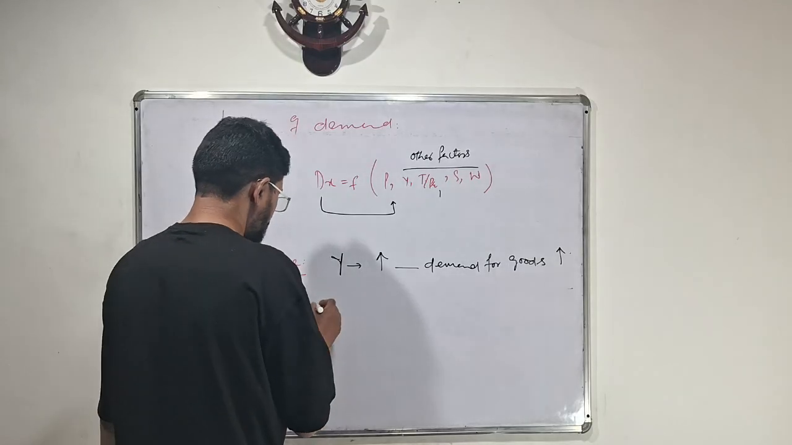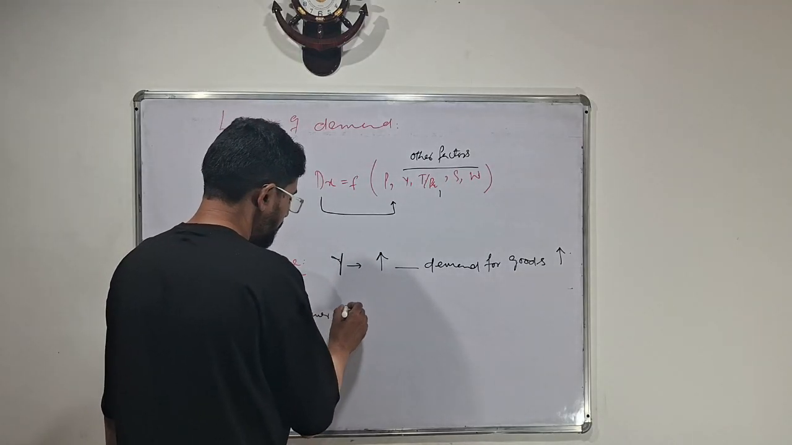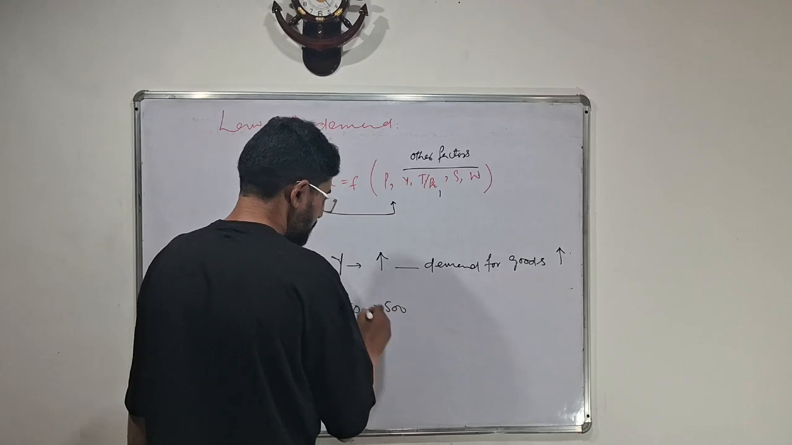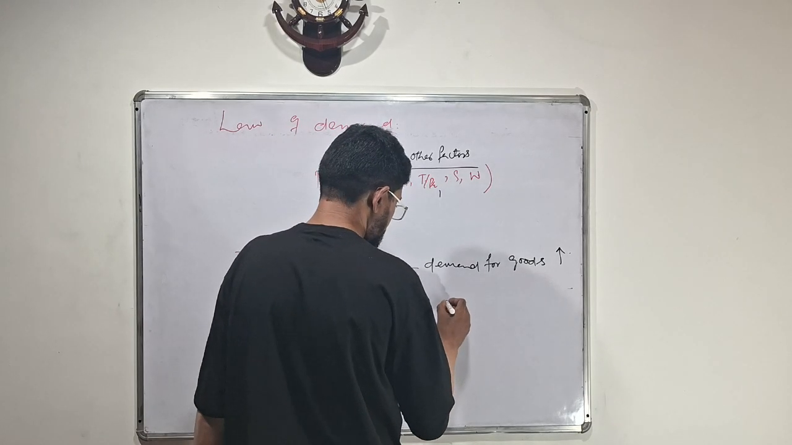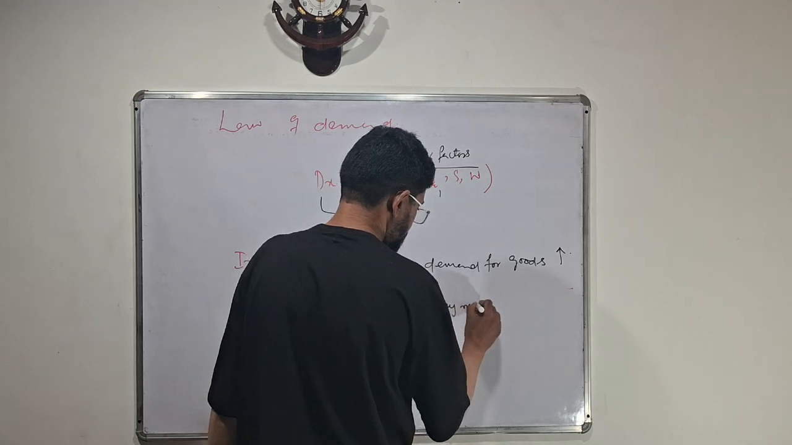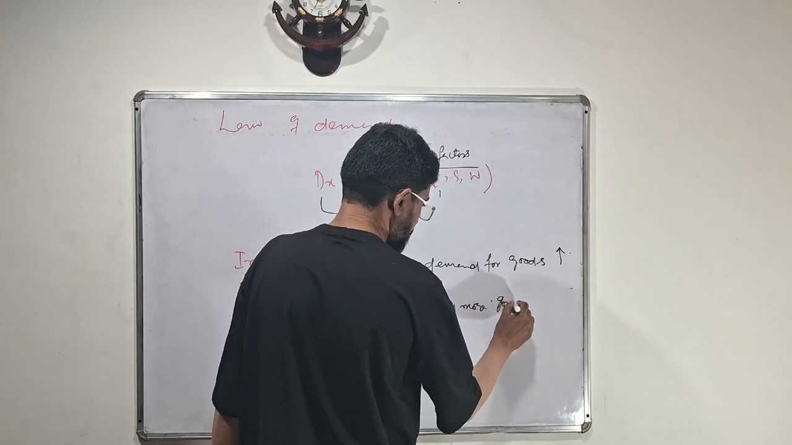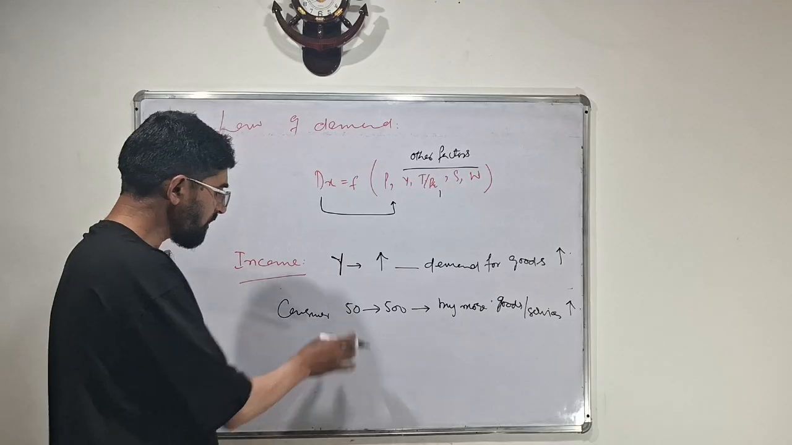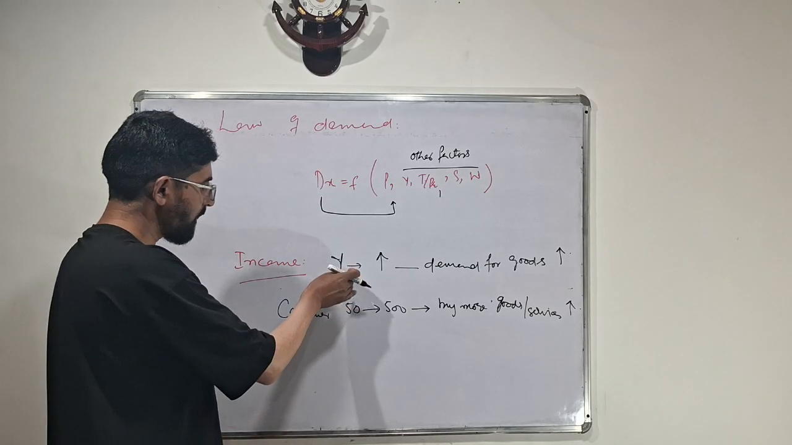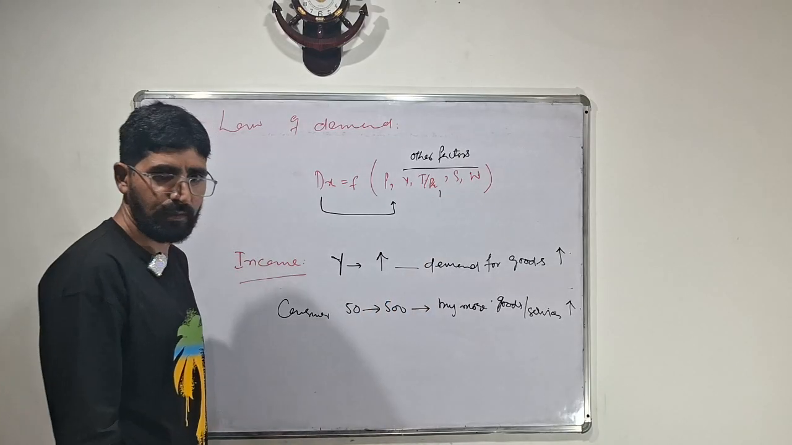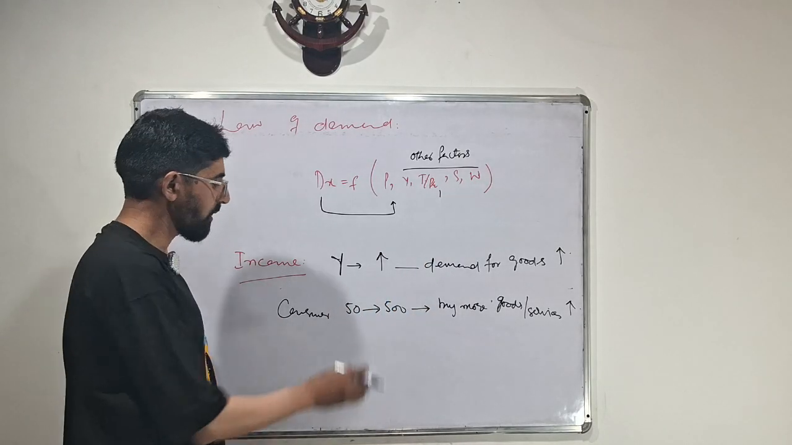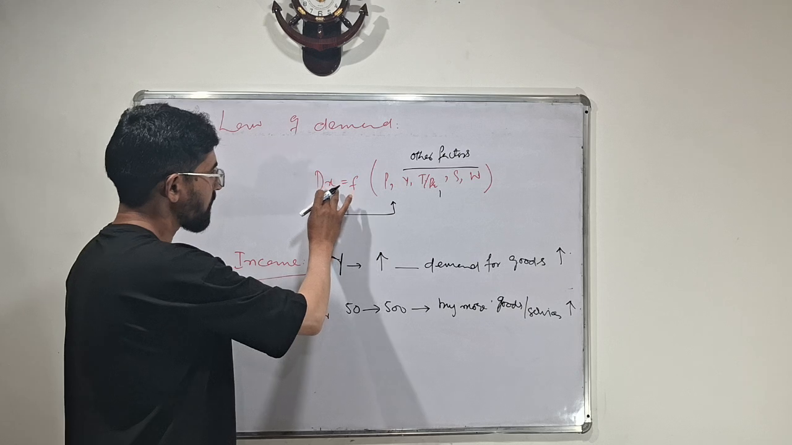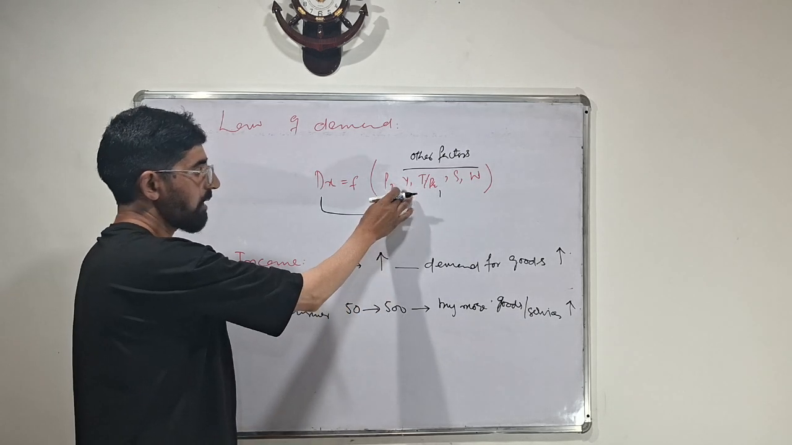For example, if a consumer has only 50 rupees and now it has increased to 500, definitely he will try to buy more goods and services, and his demand will increase. In this example, we observe that if income increases, demand for goods increases. There is no inverse ratio between income and demand. There is a positive relation between quantity demanded and income if income is not kept constant.